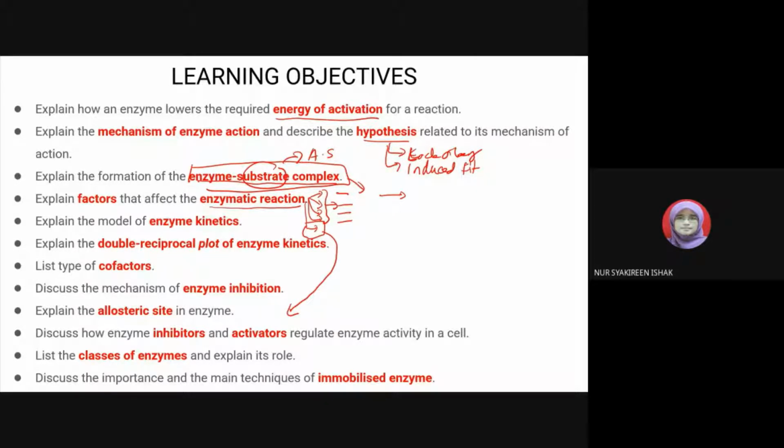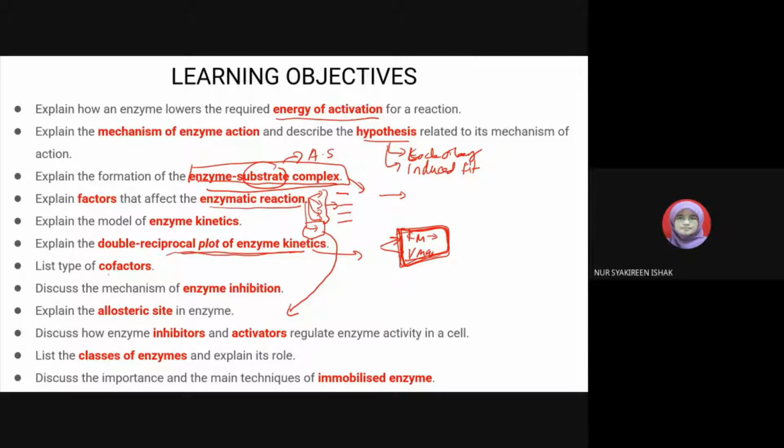Okay. And then explain the double reciprocal plot of enzyme kinetics. So this one is related to the Lineweaver-Burk plot. So it is related to Michaelis-Menten kinetics and also the Lineweaver-Burk plot. Okay, the significance is you knowing what Km is, what the value of Km is, and also Vmax. So from this reciprocal plot, you can determine these two values. Why do we need to determine these two values? We will see later. Okay.